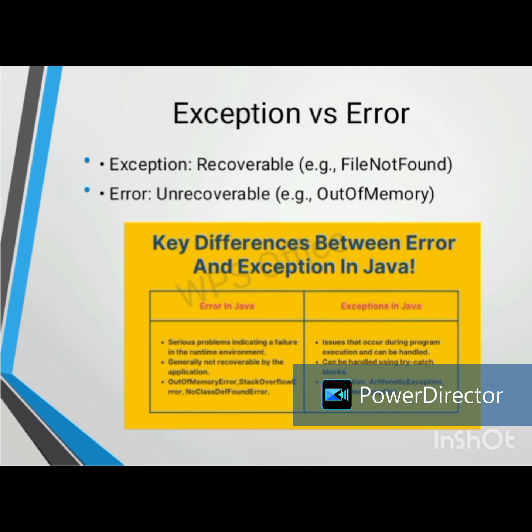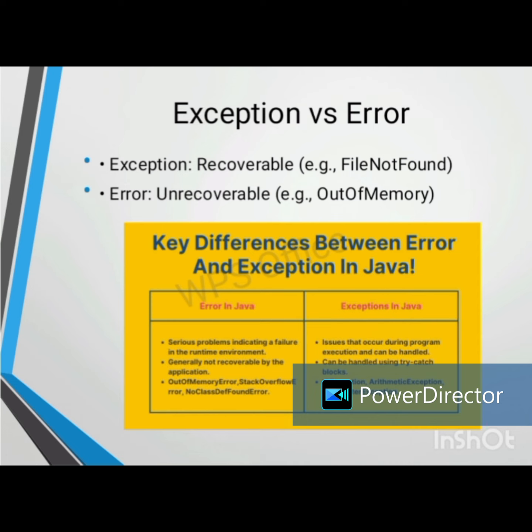Second one, ArrayIndexOutOfBoundsException. This occurs when you try to access an array element using an invalid index. For example, if your array has 3 elements and you try to access the fifth element, Java will throw this exception. It's a very common mistake, especially in loops.